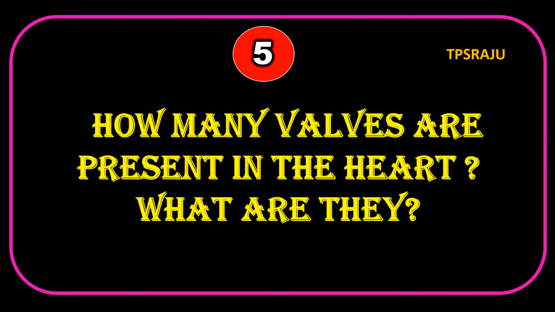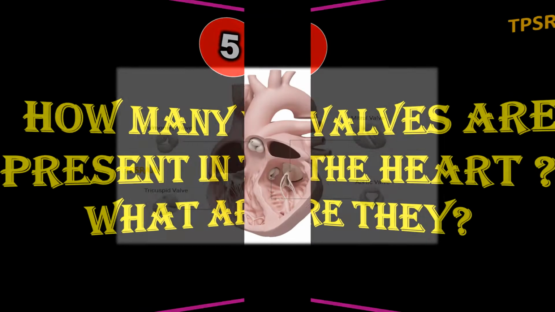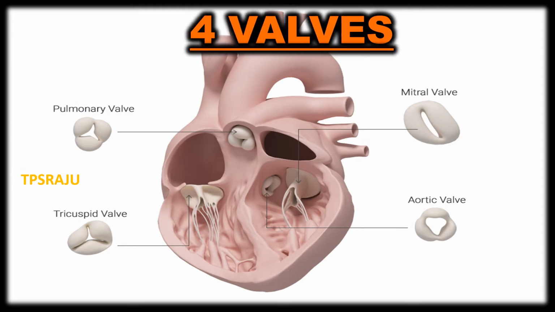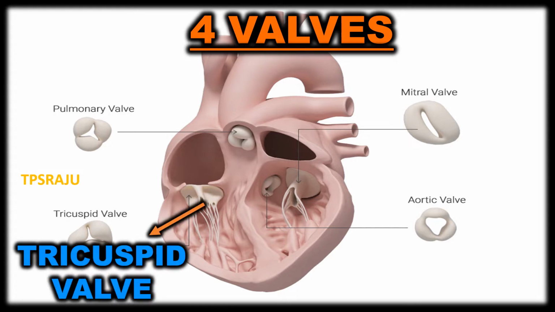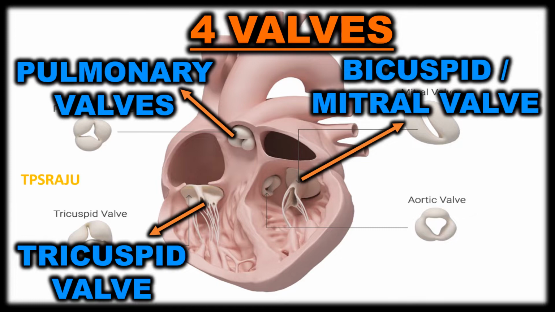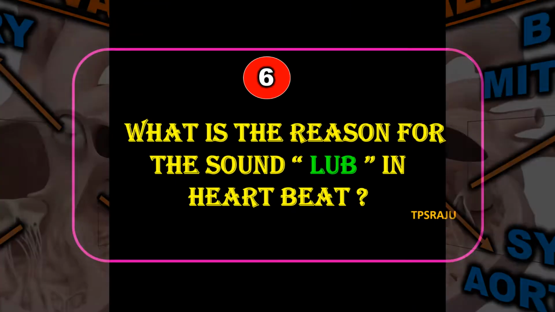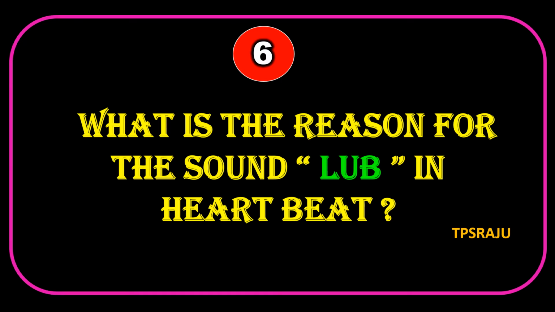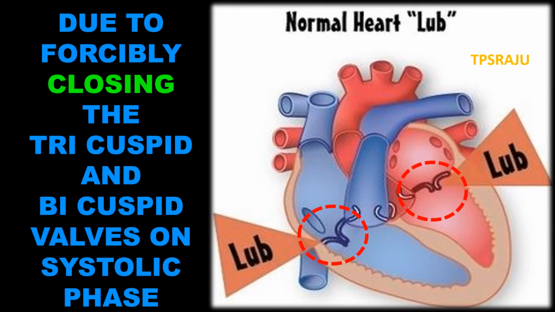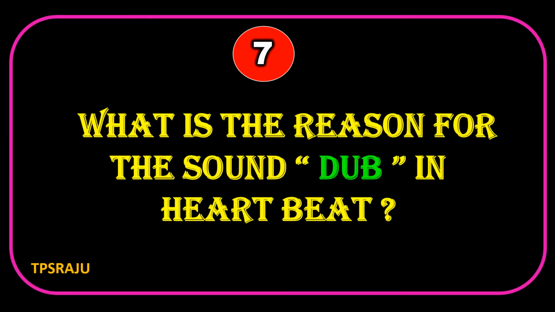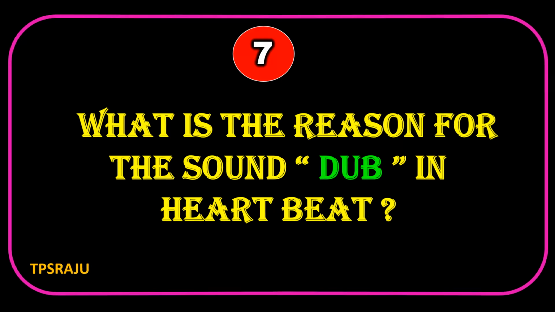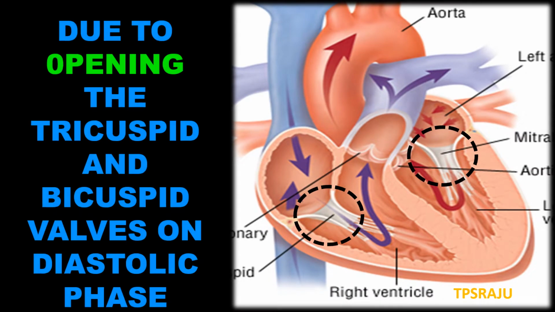How many valves are present in the heart? What are they? There are four valves in the heart. They are tricuspid valve, bicuspid valve, pulmonary valves, systemic valves. What is the reason for the sound lub in heartbeat? Due to forcibly closing the tricuspid and bicuspid valves on systolic phase. What is the reason for the sound dub in heartbeat? Due to opening the tricuspid and bicuspid valves on diastolic phase.